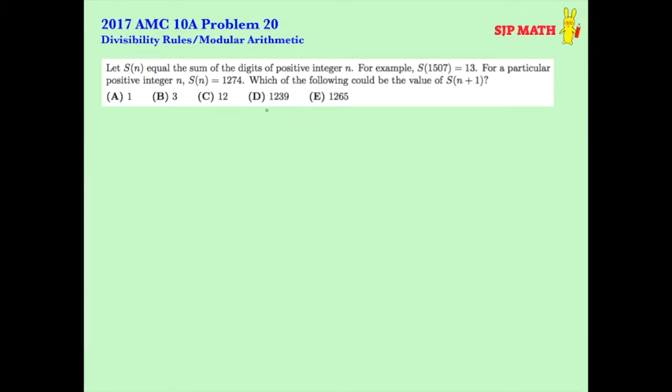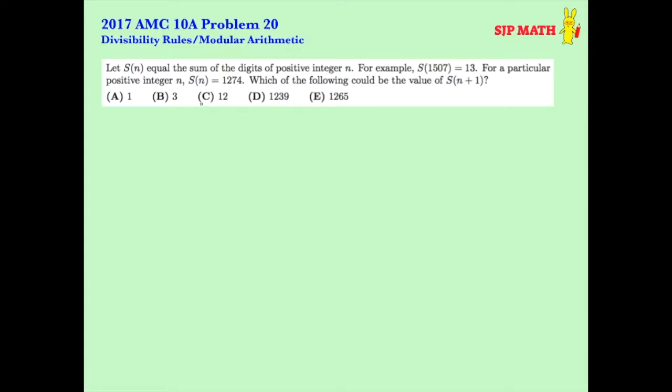So instinctively, we would all think, oh, one possible value of S of n plus 1 would be 1275, because if you add a value of 1 to n, and no digits of n carry, then the digit sum would just increase by 1. So 1275 would be a possible value of S of n plus 1. But as you can see, 1275 does not exist among these answer choices. So we'll have to solve this problem in another way.